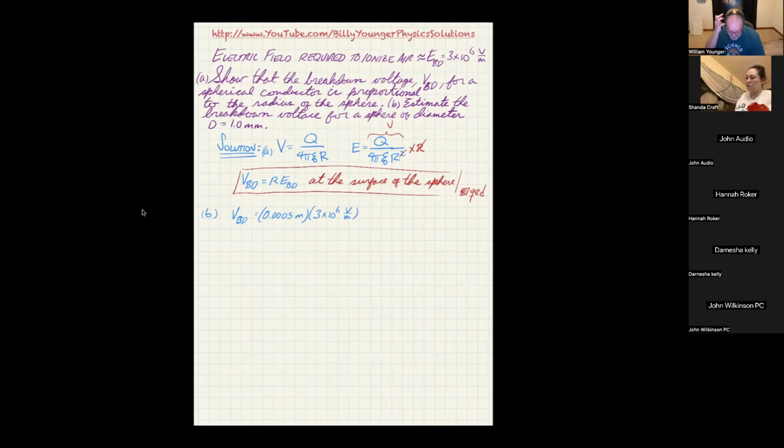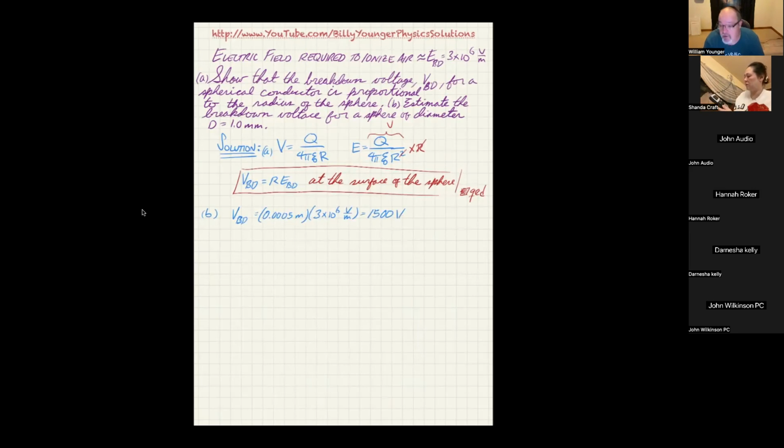So you can see that the 5 is actually 5 over 10,000. And if I divide 10 to the 6 by 10,000, that's basically 10 to the 2. So this would be 5 times 10 to the 2. Actually, excuse me, 15 times 10 to the 2, because 3 times 5 is 15. So that's 15 times 10 to the 2, or 1,500 volts.